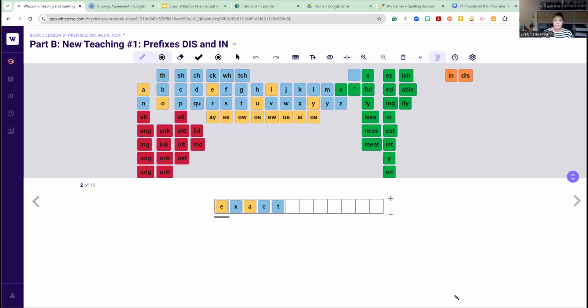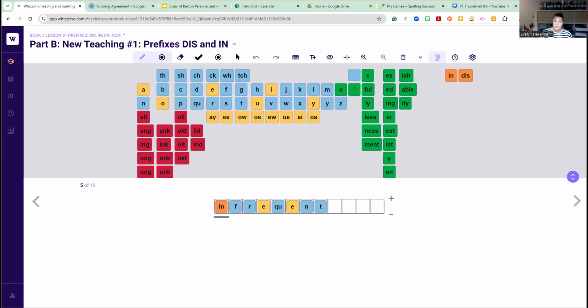Prefixes often change the word to mean sometimes the exact opposite, but often they change the meaning a lot. So we can take a word like exact, and if we add in to it, it means not. Exact means precise, inexact means not precise. So we're going to learn 4 prefixes today. The first 2 are going to be in and dis.